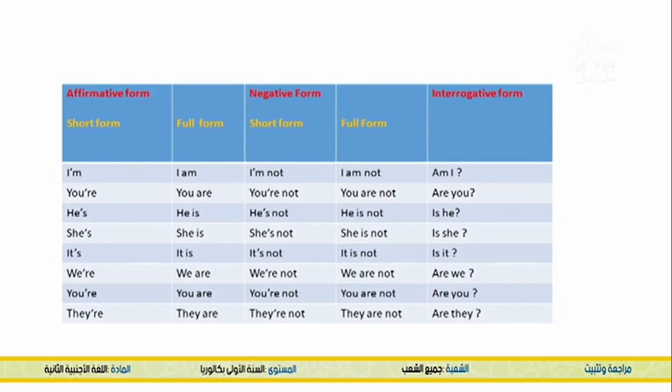And the interrogative form: am I, are you, is he, is she, is it, are we, are you, and are they. So this is the form of the verb to be. Now, let's move to some examples.